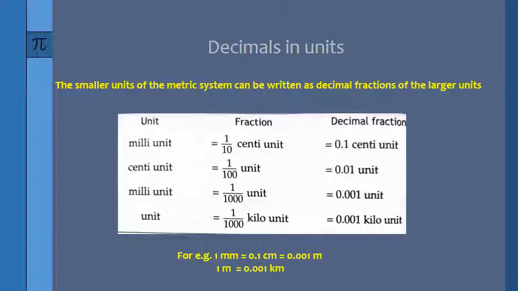And children, 1 meter is equal to 1 upon 1000 kilometer. So as decimal fraction, it is written as 0.001 kilometers. So this way, smaller units of the metric system can be written as decimal fractions of the larger units.